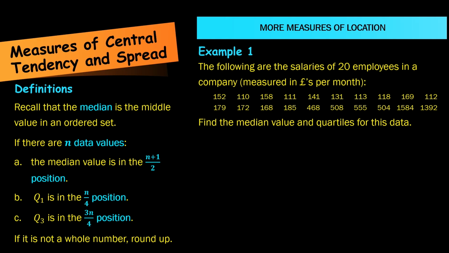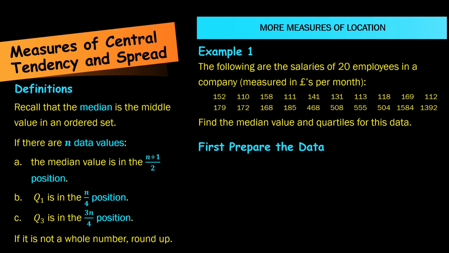Let's now take a look at an example. Pause the video and have a go. Press play when you're ready to view the solution. So the values on your screen are the salaries of 20 employees in a company, measured in pounds per month. Find the median value and quartiles for this data. So let's solve this.